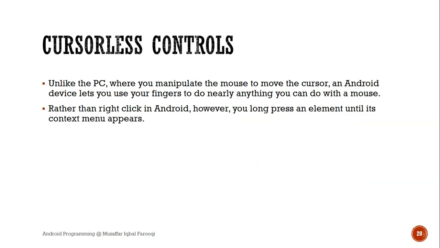Unlike the PC, where you manipulate the mouse to move the cursor, an Android device lets you use your fingers to do nearly anything you can do with the mouse on a PC. In Android, you do not have the right-click event; however, you can long press an element until its context menu appears. So the long press in Android development is similar to right-click in the Windows environment.